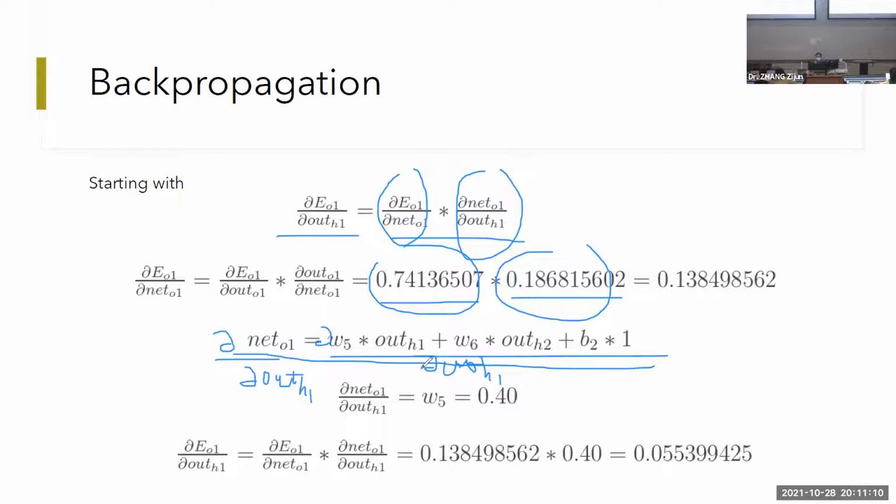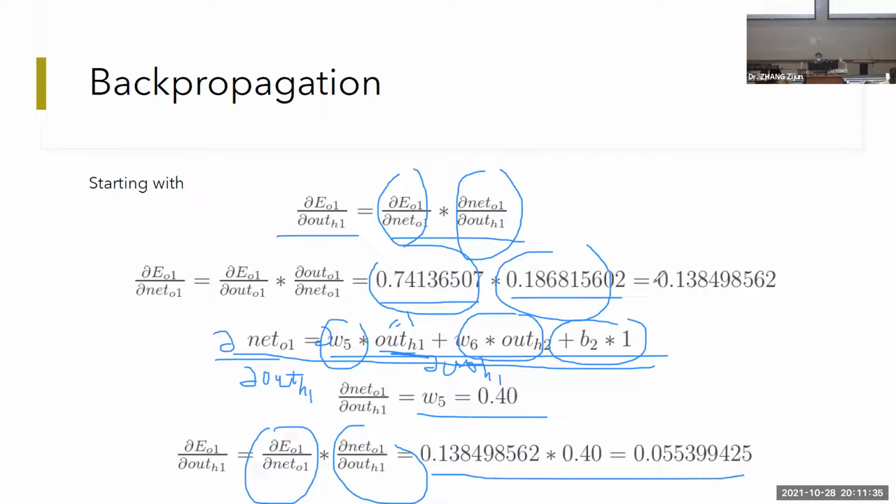What will be left? Just W5, right? This one will be equal to 0. This one will be equal to 0. And this is 1, okay? Taking the derivative, this will become 1. And so W5 multiplied by 1 is 0.4, all right? Then we have these two terms multiplied together.